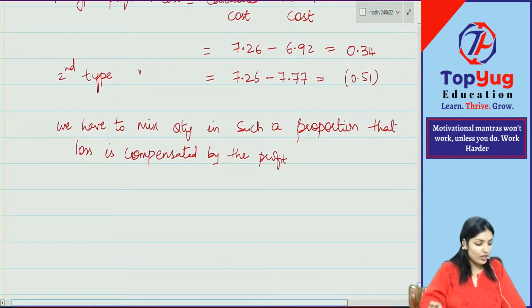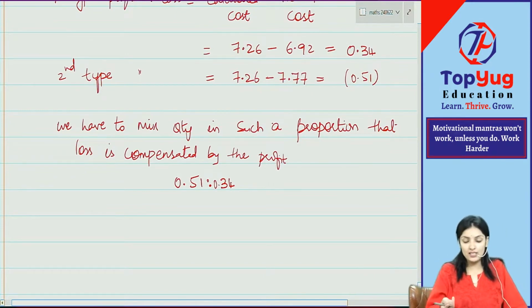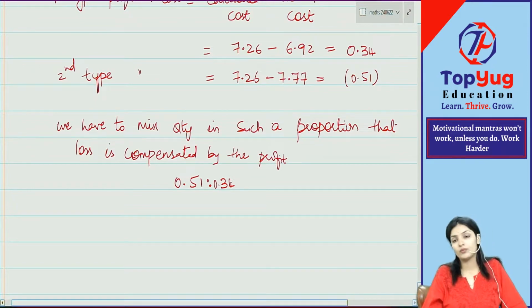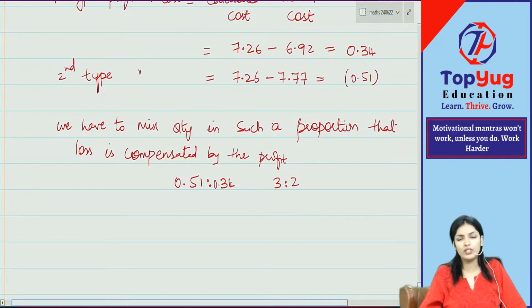So we are getting loss in what type? Second type. We are getting profit in what type? First type. So it has to be 51 is to 34 or 0.51 is to 0.34. So when you cancel it, tell me what answer are you getting? In the table of 17, 3 17s are 51, 2 17s are 34.